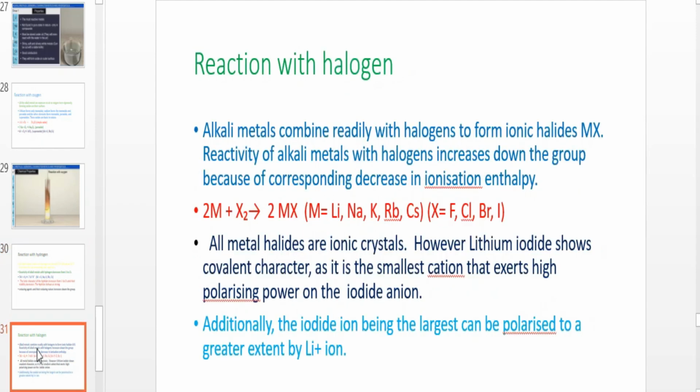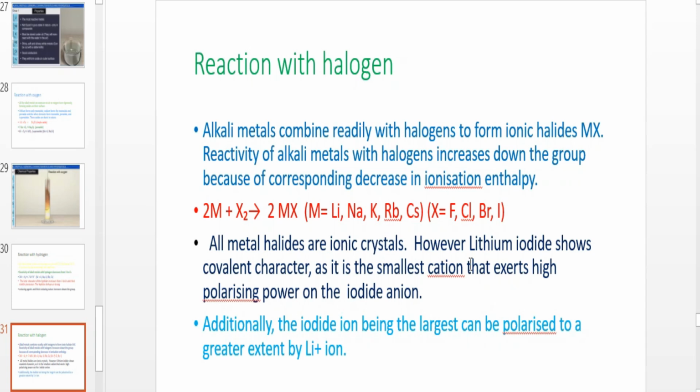Next, reaction with the halogens. As I told you earlier, alkali metals are highly reactive in nature. They can readily react with halogens to form their respective halides. They are almost all ionic crystals. The alkali halides are ionic crystals.